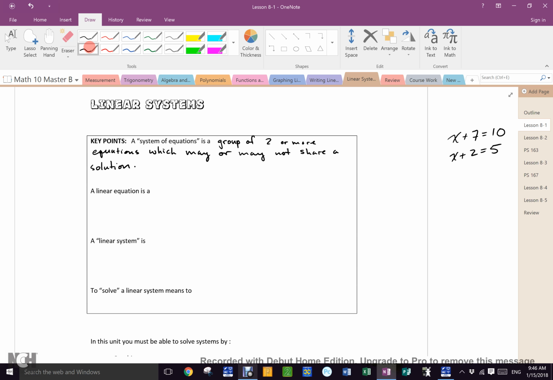Warms the cockles of a teacher's heart to see a room full of 30 who just did 2 units on linear equations and no one can tell them what it is. I'll get that.